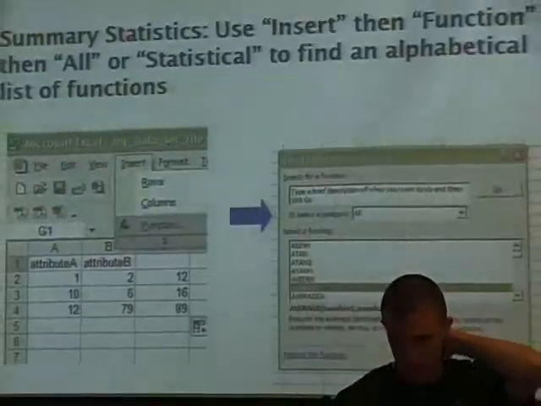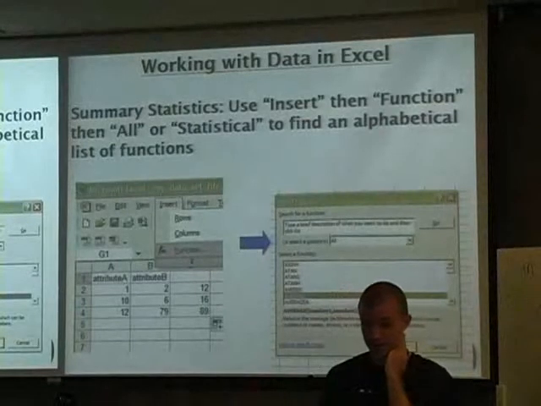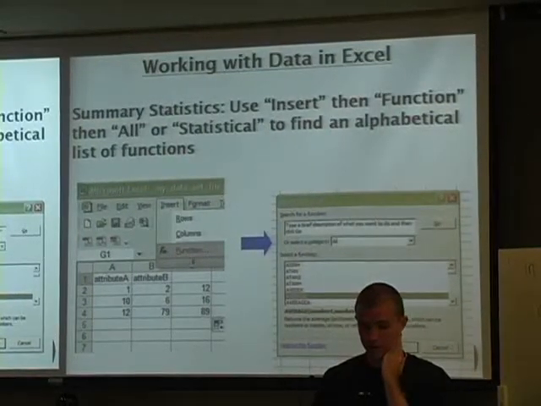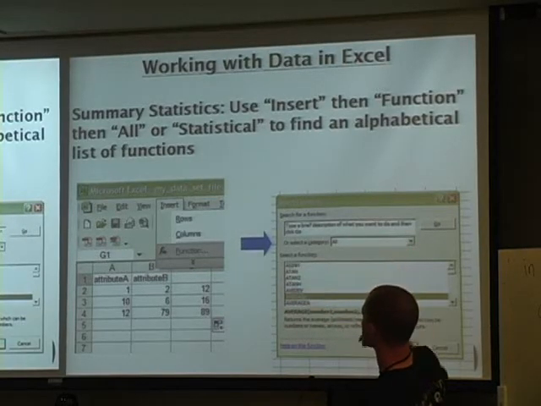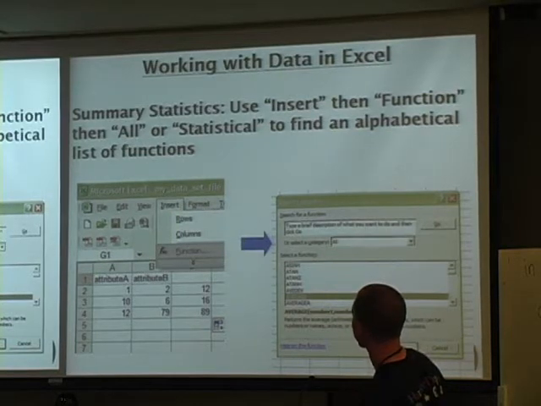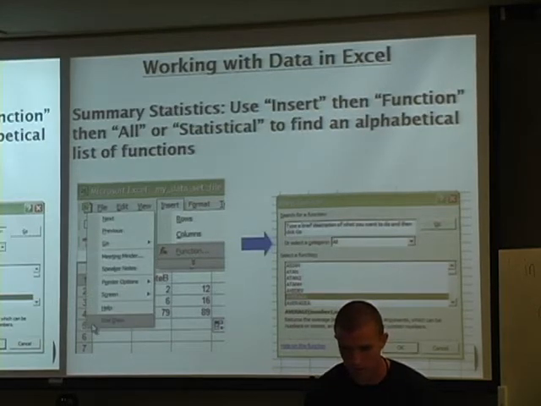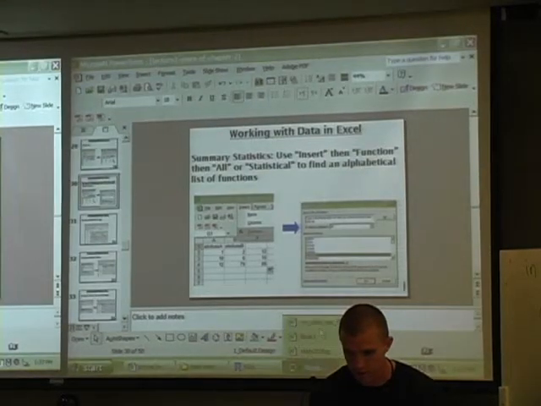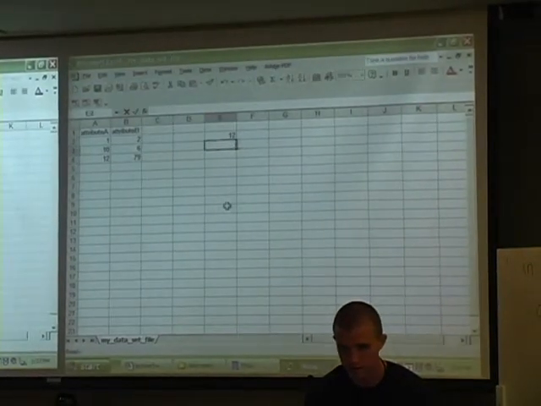I showed you that. There are some functions in Excel to do some basic stats, not too much. But if you go insert function, and then if you go to all, you just get an alphabetical listing of every function Excel has. If you want to browse and see what it has, you can go to the statistical category. Of course, the statistical category is just a subset of all, as the name would imply. But you can do some basic calculations here. Let me just get rid of this stuff.